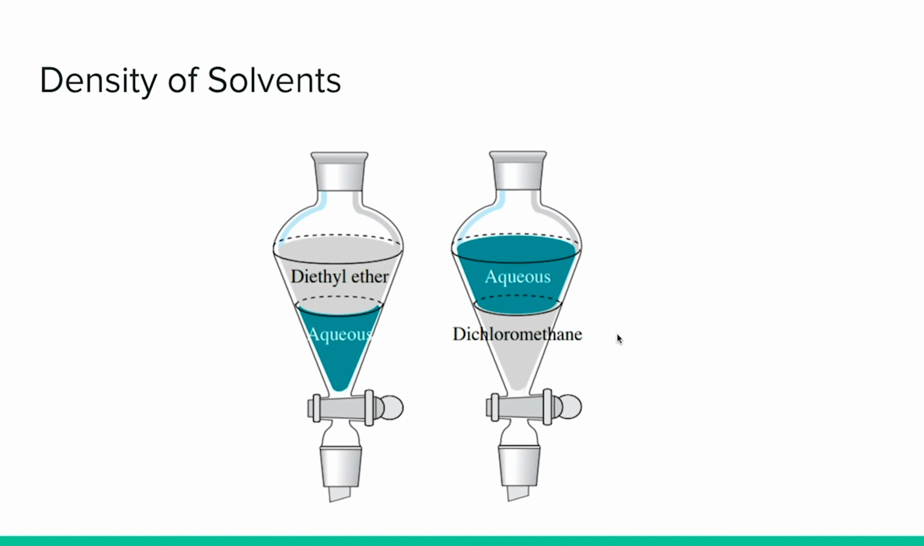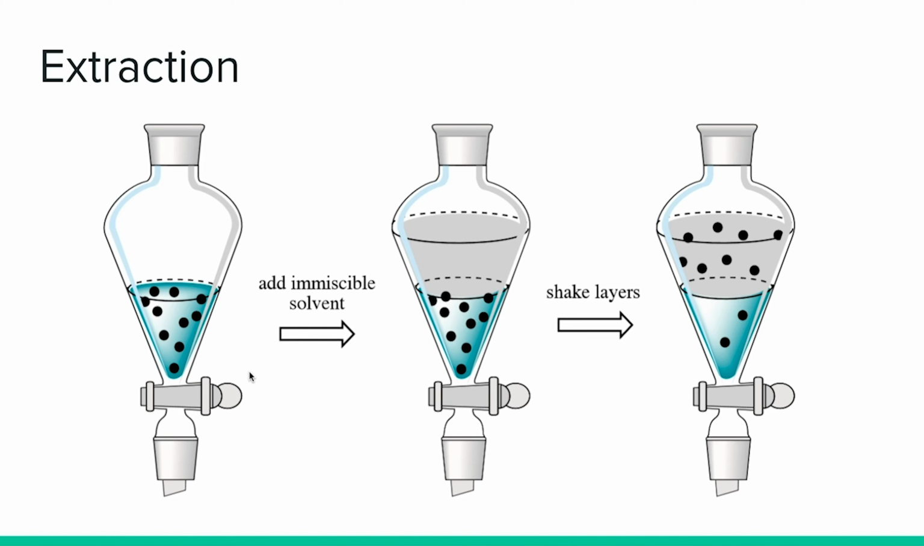In the Cannizzaro reaction, we'll be using dichloromethane, so our organic layer will be at the bottom. Now let's talk a little bit about extraction. If we have an aqueous layer with a few organic molecules, we can take those out by adding an immiscible solvent. In this case, it could be something like diethyl ether. We shake the layers together and we obtain the organic compound in the organic layer.